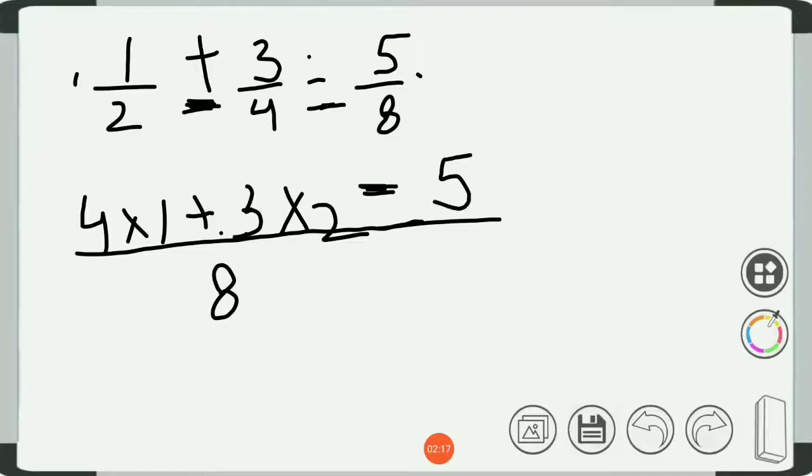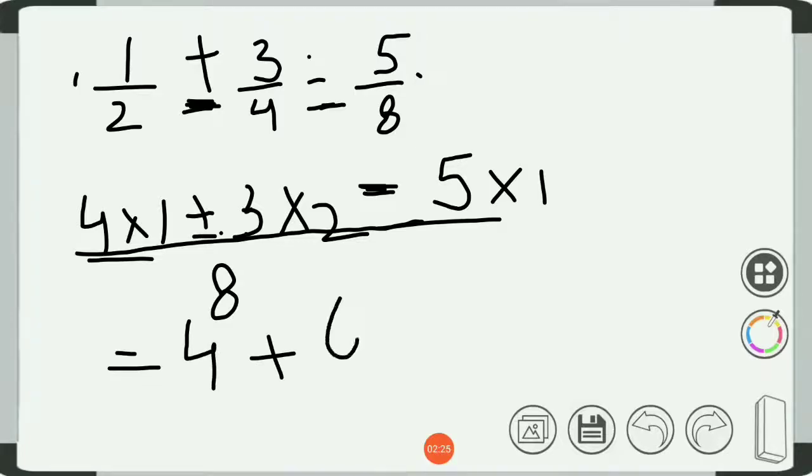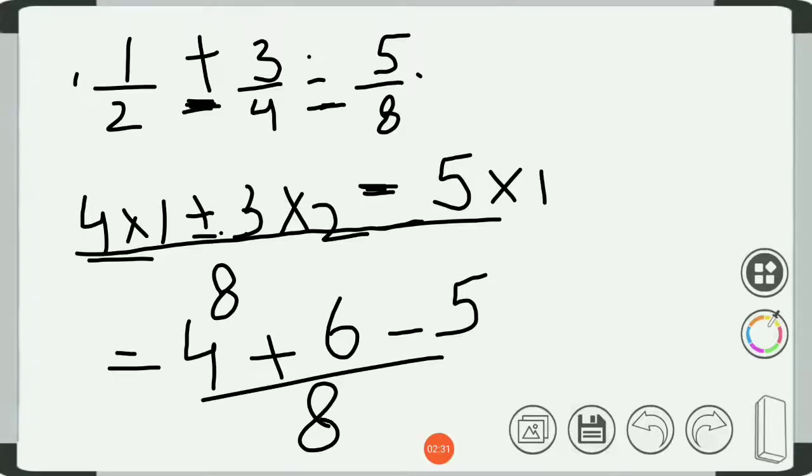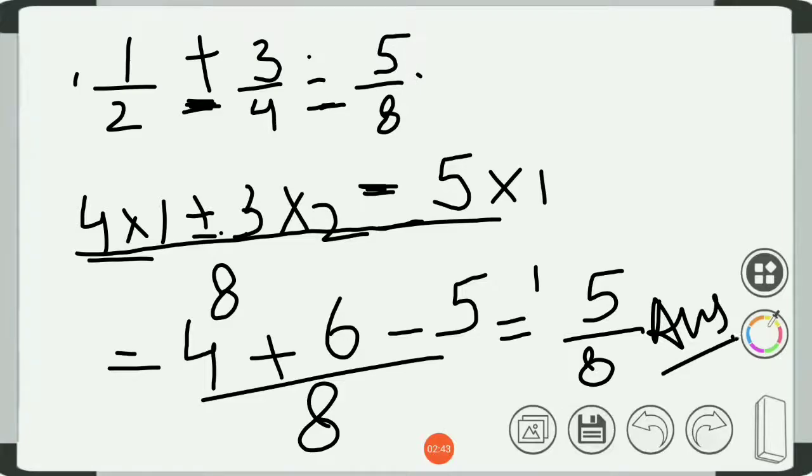Then 5 into 1. Now you got 4 into 1, 4. Plus sign, 3 2's are 6. Put the subtraction or minus sign. Then 5 upon 8. 4 plus 6, 10. 10 minus 5, 5. So your answer is equals to 5 upon 8. Your answer is 5 upon 8. Let's do the next question.